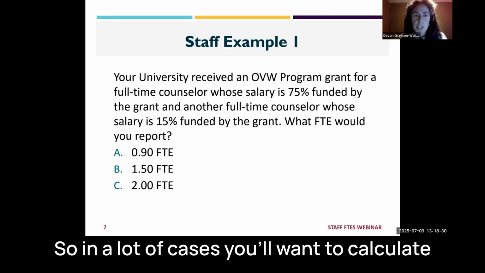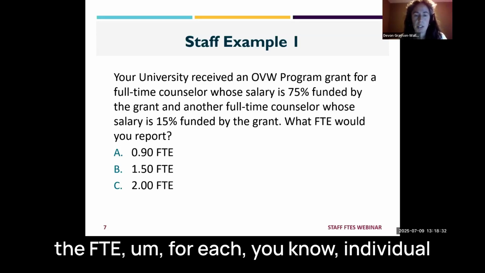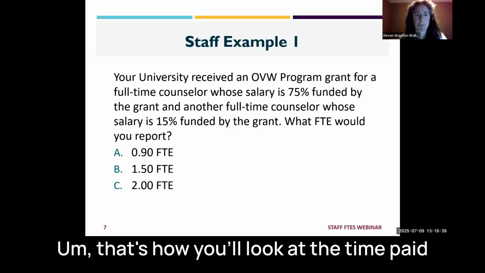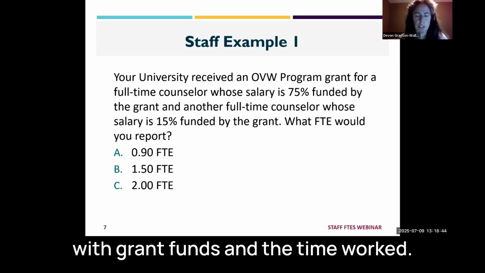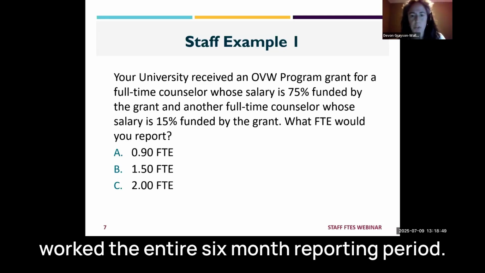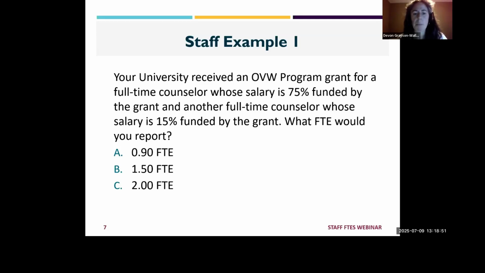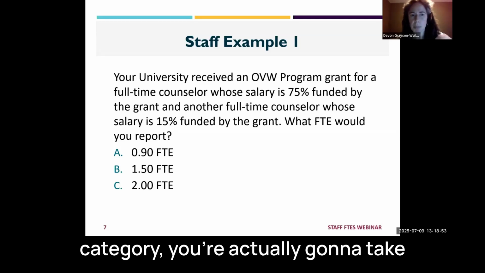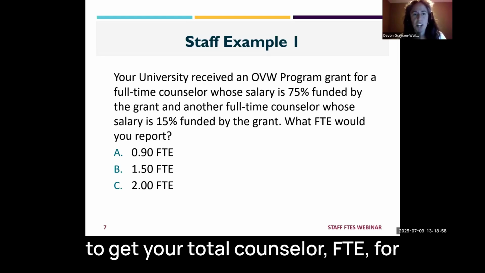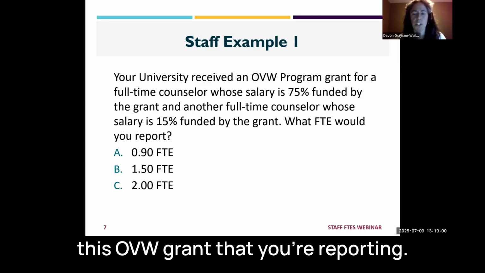In a lot of cases, you'll want to calculate the FTE for each individual person, because that's how you'll look at the time paid with grant funds and the time worked. But in this case, we're assuming that they worked the entire 6-month reporting period. Because they're reporting in the same category, you're actually going to take those two FTEs and add them together to get your total counselor FTE for this OVW grant that you're reporting.